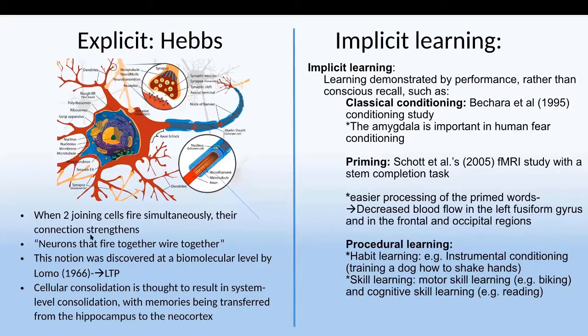This is where the phrase comes from. It was referring to this idea of how long-term potentiation can happen because of structural changes at the neuronal level. Now, Hebb believed that short-term learning was reflected in temporary electrical changes within existing cell assemblies, while long-term learning is based on the development of further synaptic connections. So synaptic consolidation, or cellular consolidation, which happens at the neuronal level, is thought to result in system-level consolidation, where the memories are transferred from the hippocampus to the neocortex.